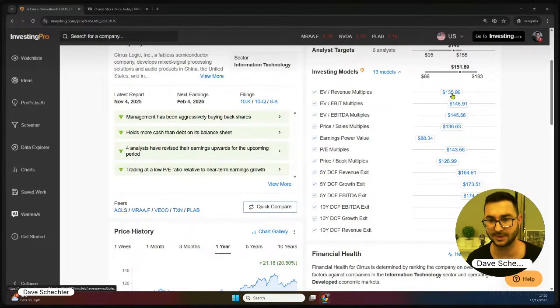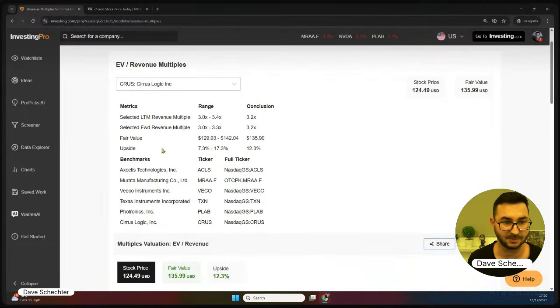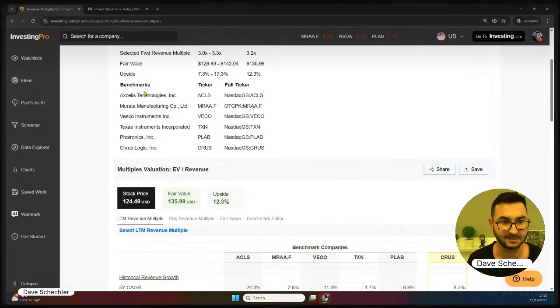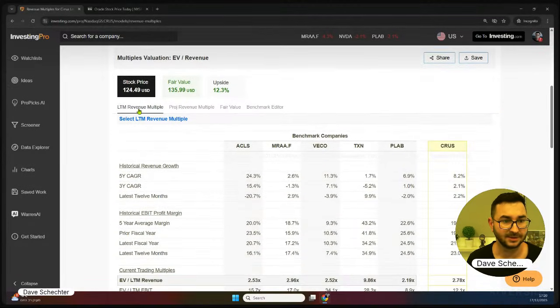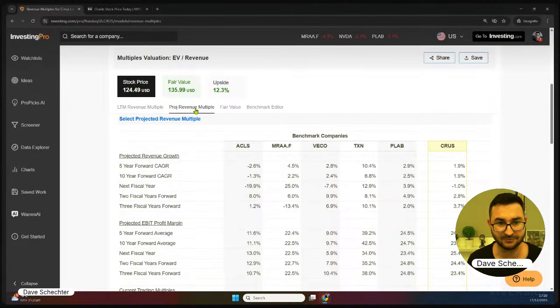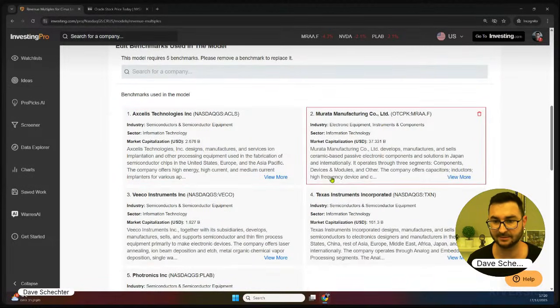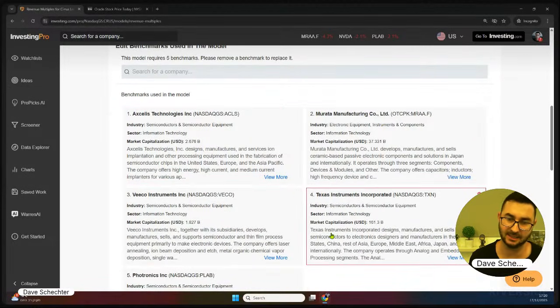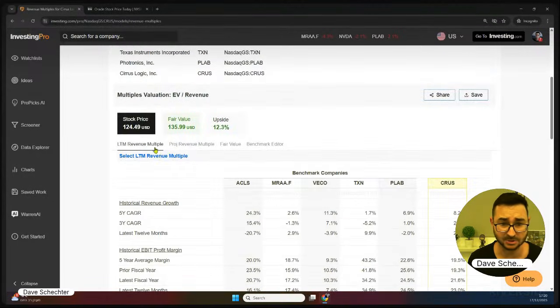All I need to do is just go ahead and click on the assessment, and it'll bring me to the models page of Cirrus Logic. Here are all of the metrics that we are looking at. Here are the benchmark companies that we're using in order to benchmark performance in this particular industry and sector. Here are the LTM revenue multiples, the projected revenue multiples, fair value, all of the associated explanations of the peers that we're benchmarking against. Let's just go back.